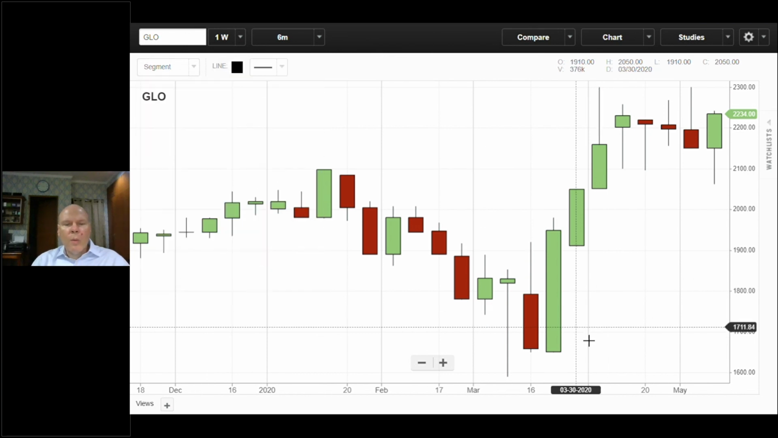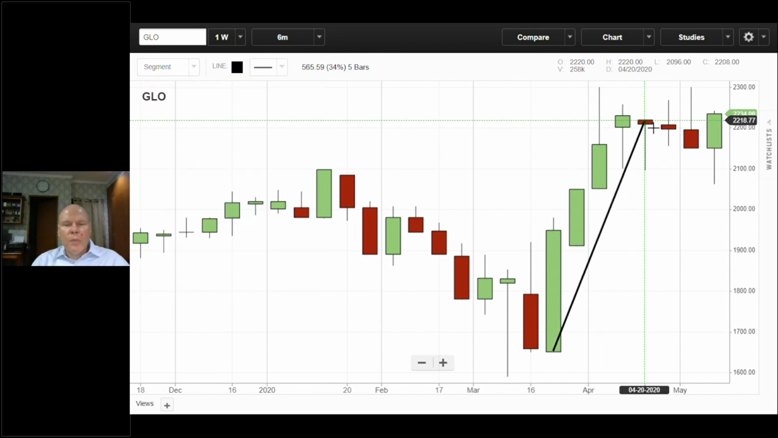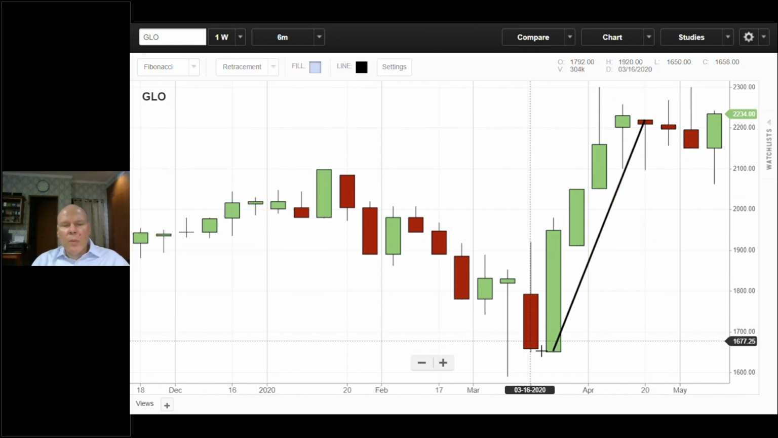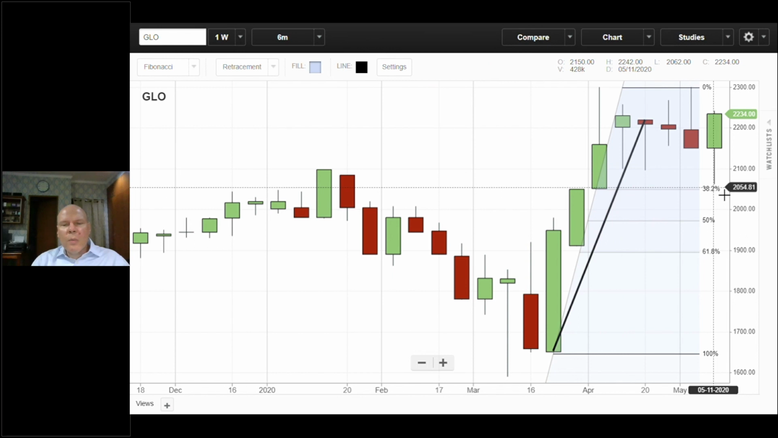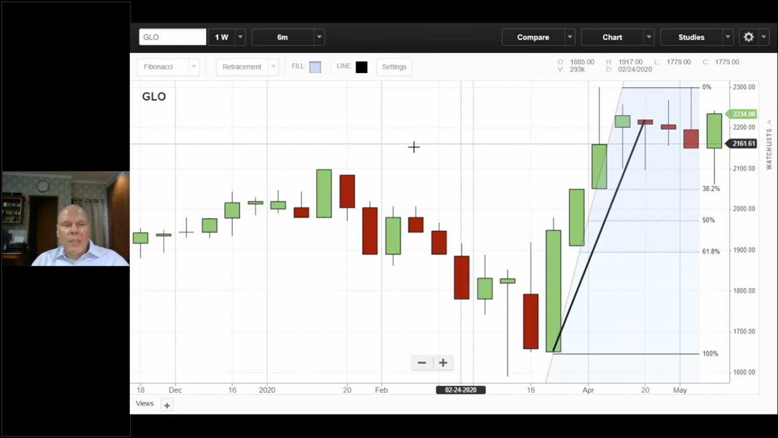Let's look at one more, Globe Telecom. Very sharp up move. Let's draw this trend line here. And you can clearly see there was a correction after the trend line was broken. We'll do the Fibonacci line now. All right. And now you will see that the correction went to the 38.2% zone. And that means the correction was very slight. In fact, that's the reason why Globe managed to recover quite well recently.